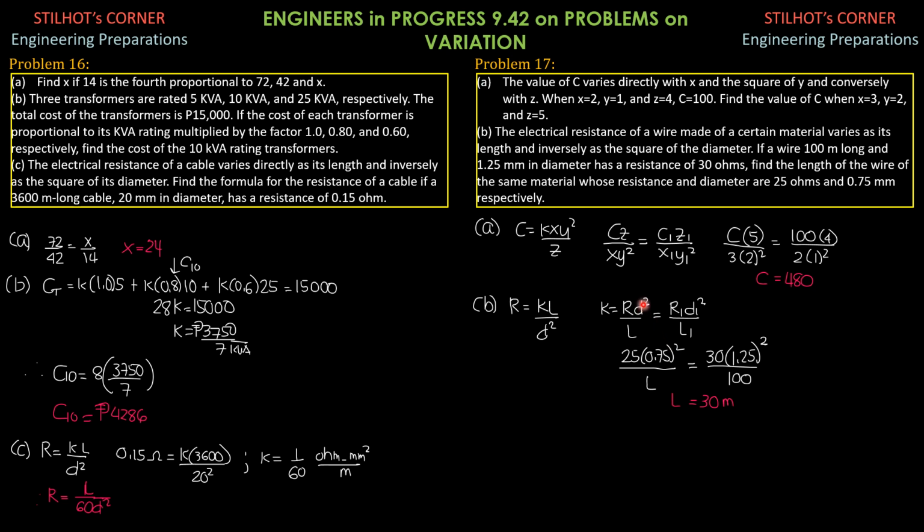So final, then initial, equate R1 D1 square over L1. In the final, the resistance is 25 ohms, diameter 0.75 mm square, over L in meters, equals, in the initial, R 30 ohms, diameter 1.25 mm square, the length is 100 meters. Solving for L, L is 30 meters.